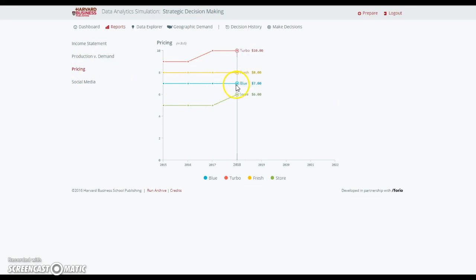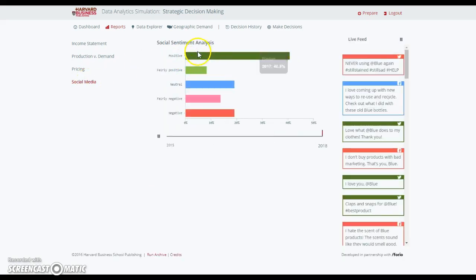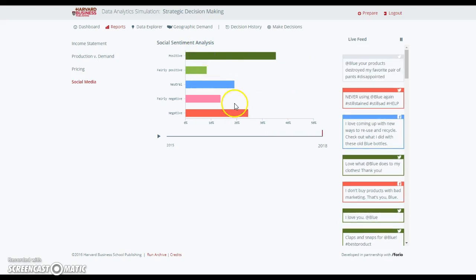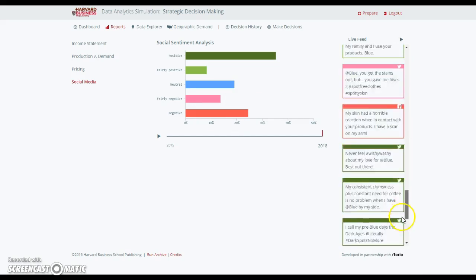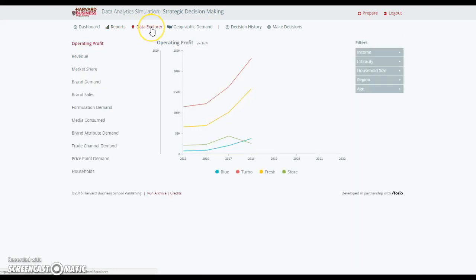and this is the pricing that you have. You have Blue, which is 7 over the past years. You can see your competitors' pricing. And here you can see social media, which actually shows some comments about your product and your company. And if you're interested in the comments that are coming in, you can follow them here on the right side. Different types of comments.